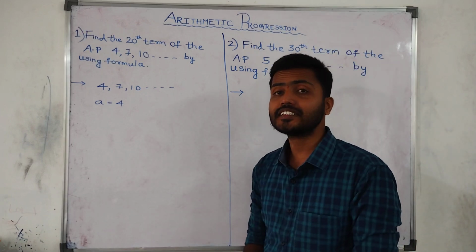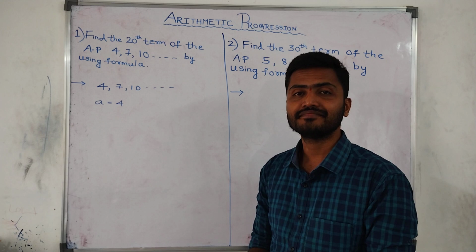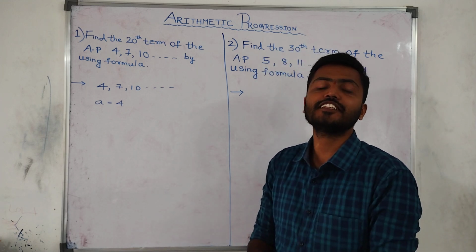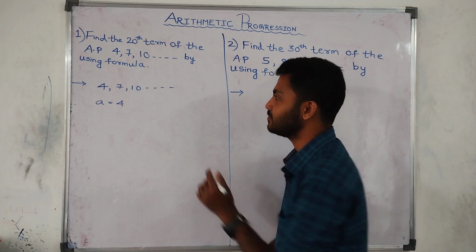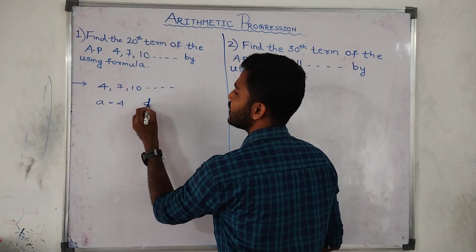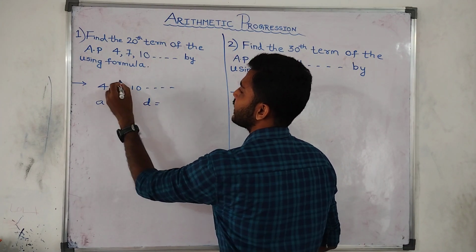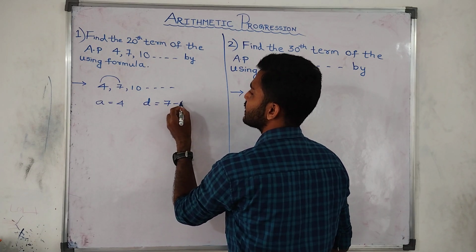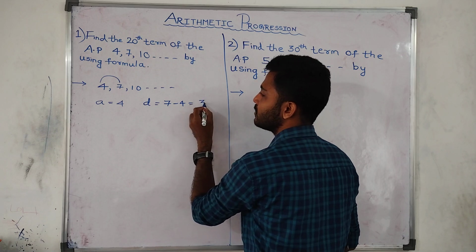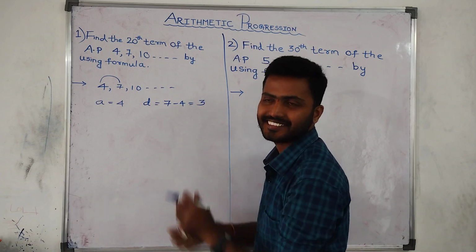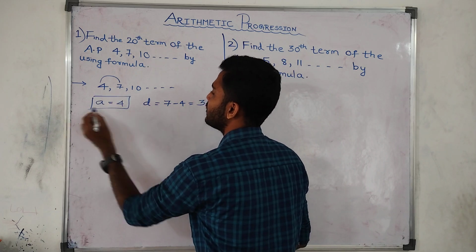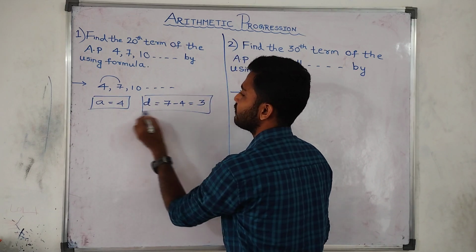Then how do we represent the common difference? Yes, absolutely correct. We represent the common difference with the letter d. So d is equal to the second term minus the first term. So common difference 7 minus 4, which is going to be equal to 3. Correct? So now we have got the first term, now we have got the common difference. So now what can we do?